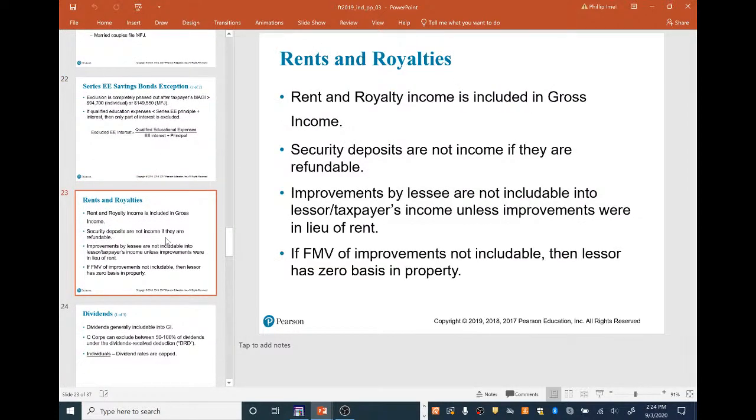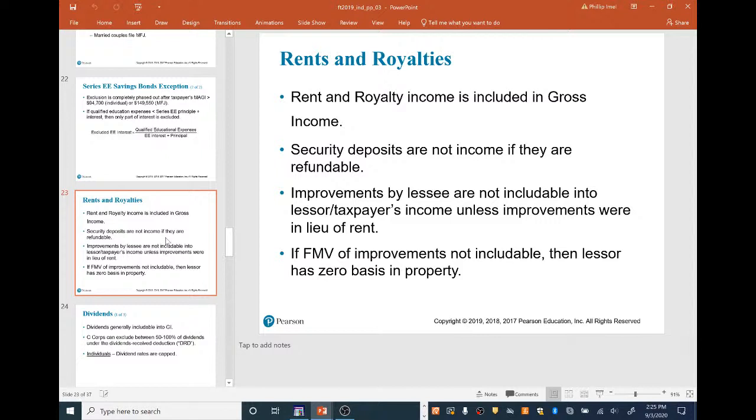Next, let's talk about some rents and royalties. Gross income is going to include rents and royalties. Refundable security deposits are not going to be included until forfeited. I'm sure most people at this point have probably rented an apartment at some point in their life, and a lot of times when you sign these agreements with your landlords, they'll either make you pay the first and last month's rent down, or they'll make you pay the first month's rent plus a refundable security deposit. So what they're saying here is security deposits are not income if they are refundable.